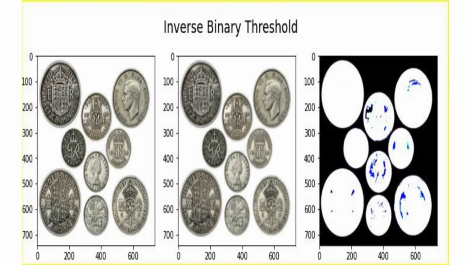Again, we do a similar process for inverse binary threshold. Again, first would be the input image, second would be the gray level converted image, and third would be inverse binary threshold, where we can see the background of the images is set as white and the foreground objects, the coins, are seen as light blue pixels.